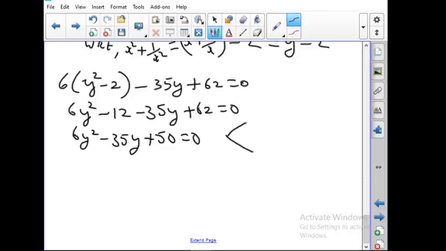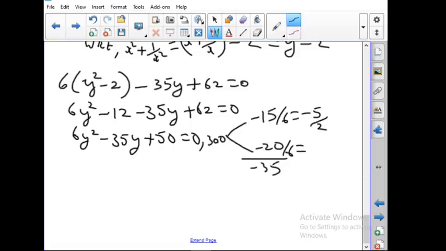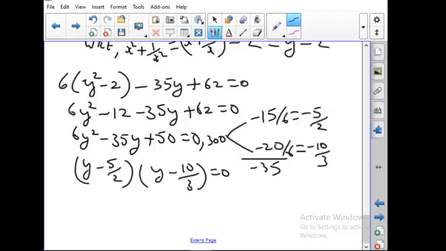6 into 50 gives you 300 and the sum is minus 35. So the two terms are minus 15 and minus 20. Here we have 6, so divided by 6, you get minus 5 by 2 and minus 10 by 3. Therefore, we get y minus 5 by 2 into y minus 10 by 3 is equal to 0.